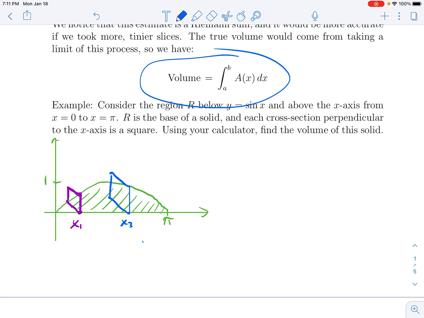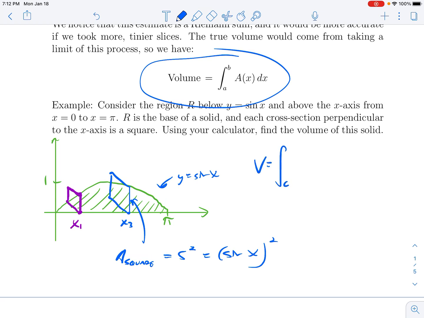And we'll notice we're trying to find the area of a square. Area of a square is side squared. But what is the side? The side is this distance. It's literally the height from 0 up to y equals sine of x. So our volume would be the definite integral from 0 to pi of sine of x squared dx.